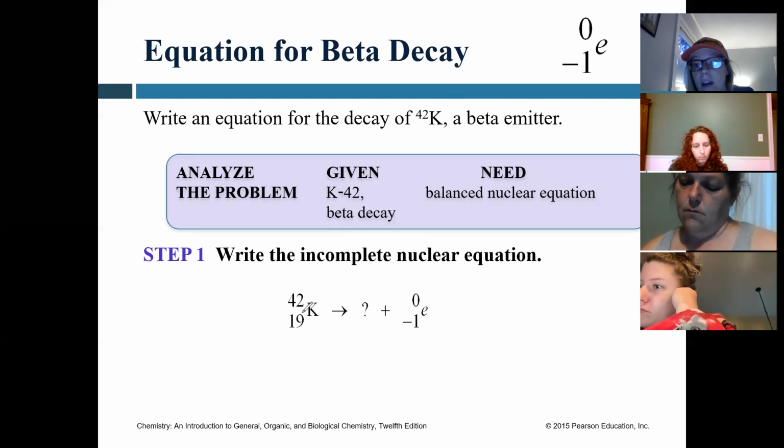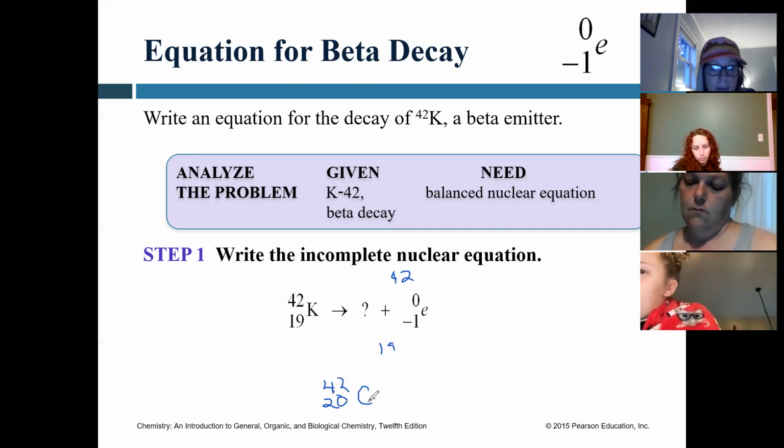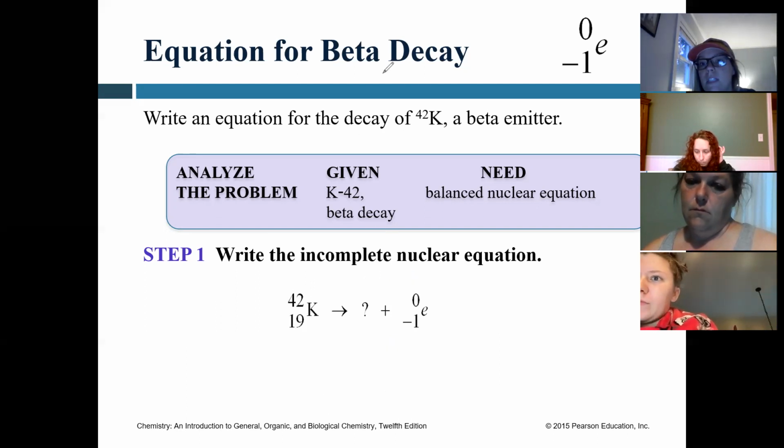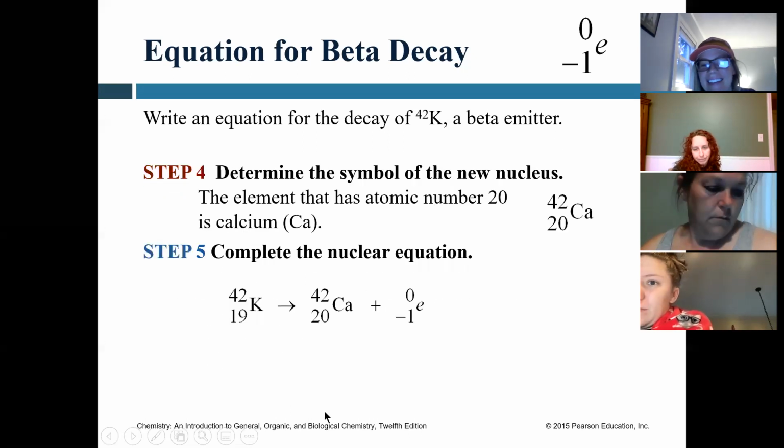Okay, so knowing that this number is going to go up by 1 and this will stay the same, or you can use addition and subtraction, right? This is 42, so this also has to be 42. This is 19, so this needs to be 19. So that bottom thing needs to be 20, right? The top thing will stay 42, and you look it up, and it should be calcium 42. Did I do that right? Yeah, okay. Yes, calcium 42.